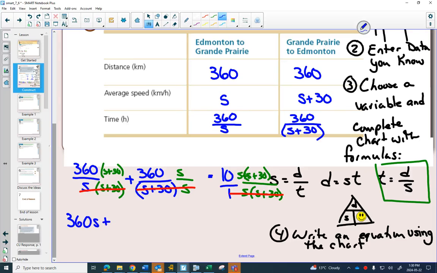360s plus 360 times 30, it's a big number, 10,800 plus 360s equals, and if I multiply this out, I'm going to get 10s squared plus 300s. What kind of equation is this? It is a quadratic equation.